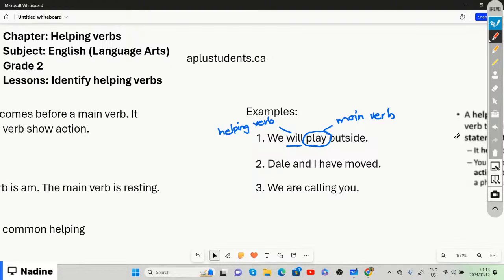And if we identify the main verb, we can say moved is our main verb. So we're circling our main verb, and the helping verb I have underlined. So have is our helping verb, which helps the main verb to show the action. So in "Dale and I have moved," have is the helping verb and moved is our main verb. And the word have helps the main verb, which is moved, to show action.